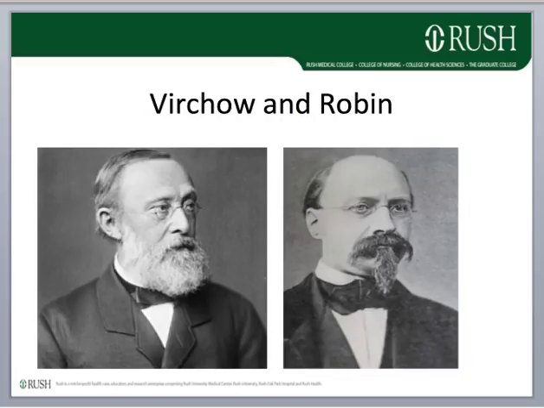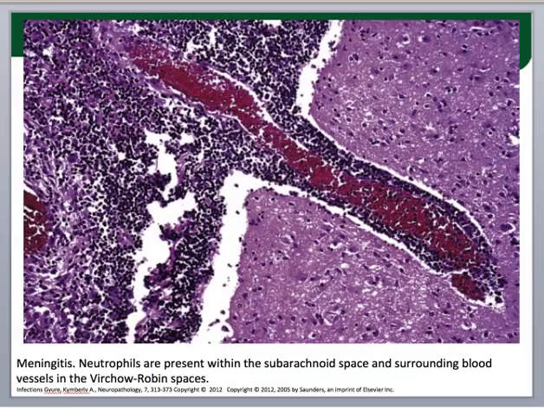This is the space, these are the guys that the space is named after. Rudolf Karl Virchow, he was known as the father of pathology. His name's all over the place. And Charles-Philippe Robin, he is a French neurologist and pathologist, and these two independently discovered this perivascular space by examining cases of meningitis at autopsy.